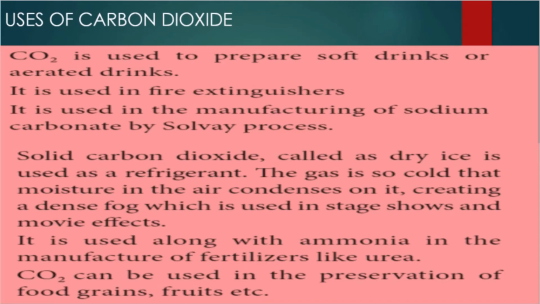Solid carbon dioxide, called dry ice, is used as a refrigerant. The gas is so cold that moisture in the air condenses on it, creating a dense fog which is used in stage shows and movie effects. Carbon dioxide is used along with ammonia in the manufacture of fertilizers like urea. Carbon dioxide can be used in the preservation of food grains, fruits, etc.